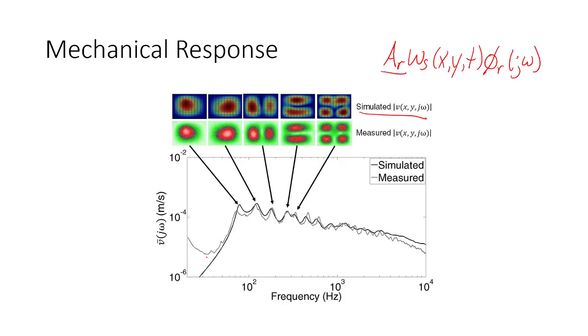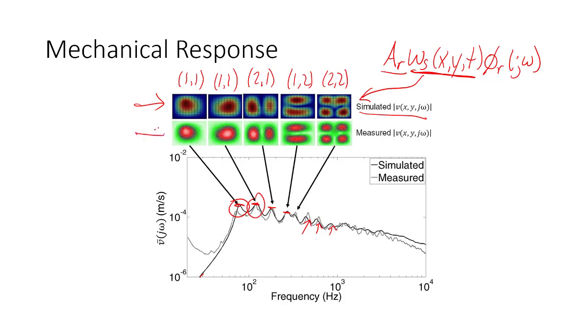A sub r is the amplitude of each mode, so that's the height of the peak here in the frequency response. W sub s is the mode shape, so that's going to be these graphs, where we can see there's actually 2 1-1 modes, and that's caused by the exciter. So there's 2 peaks for the 1-1 mode. Here's the 2-1 mode, here's the 1-2 mode, and finally the 2-2 mode. There are many additional modes here. There's actually an infinite number of modes, but I only graphed 5 of them. As you can see, the simulated graphs and the measured graphs are very close.